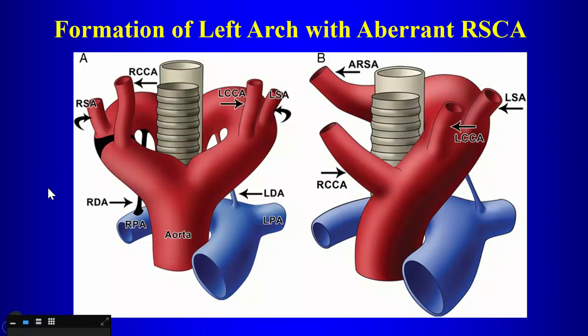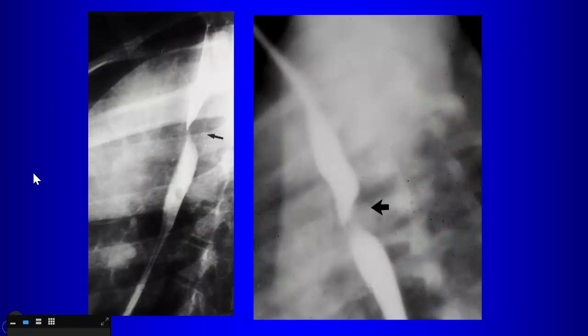But you can have a diverticulum of Commerell at the origin of the aberrant vessel. The finding, as we've seen on the plain film, can be that forward bowing of the trachea, but also on barium study, you will see this indentation on the esophagus. The posterior indentation on the esophagus here is caused by the aberrant subclavian artery.